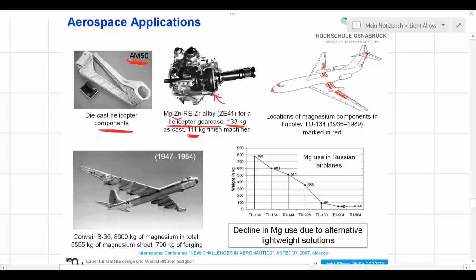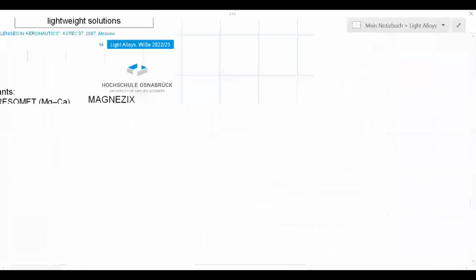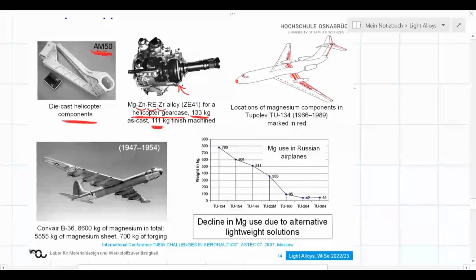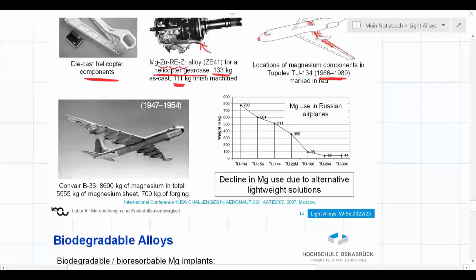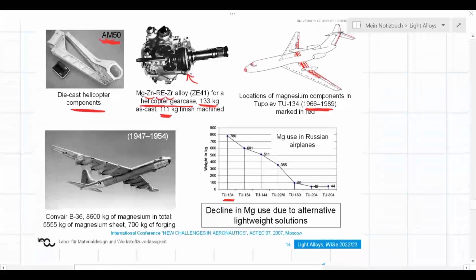And it is an alloy which includes zinc, rare earth elements, and zirconium, and we could use the lightweight potential here. In Russia, there was initially a lot of use of magnesium alloys in the Tupolev airplanes. And here's an example of this relatively old model. Regions marked in red were made out of magnesium alloy. If I look at it, this was the TU-134. There were almost 800 kilograms of magnesium used in this airplane. But with time, the newer models are using less and less of magnesium.